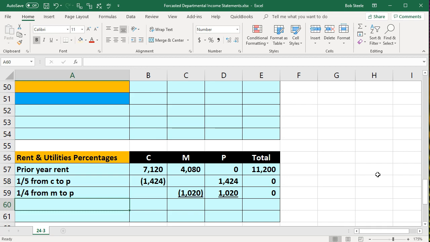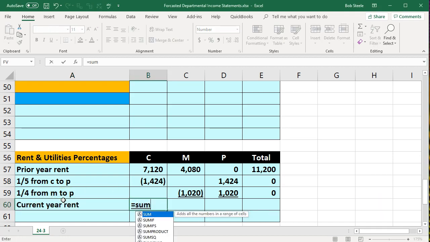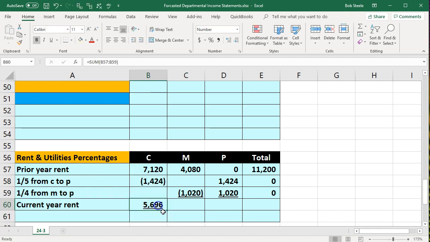So current year rent is going to be, say, the sum of these items, and then I can copy that across. I'm just going to say copy this across and one more over. And then of course if we sum these up, 11,200, it sums up that way as well.